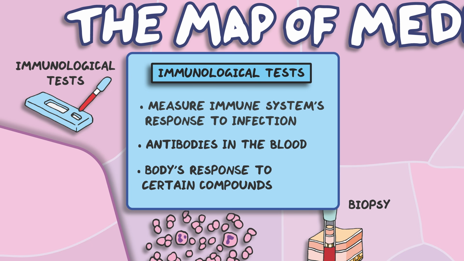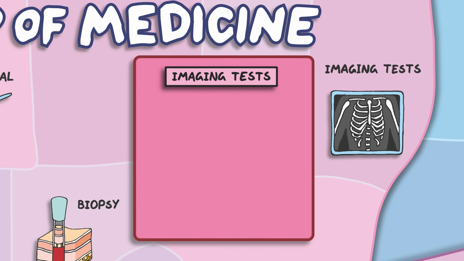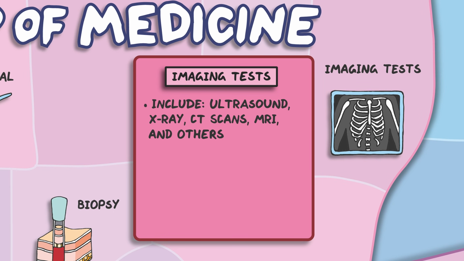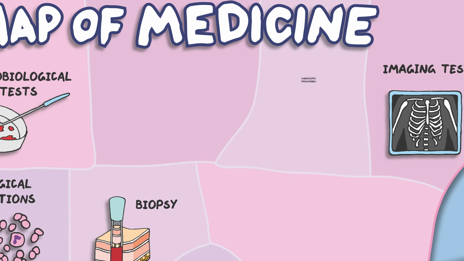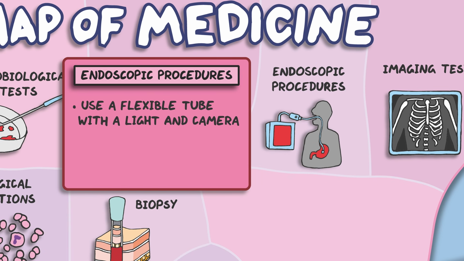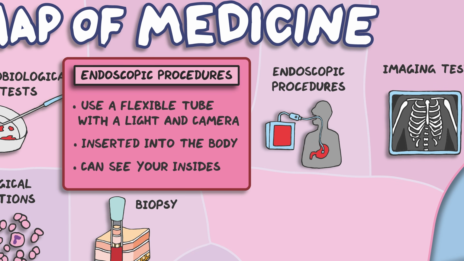Seeing inside the body is very helpful for diagnosing conditions, and there are many imaging tests like ultrasound, X-rays, CT scans, MRI, and other imaging techniques which help to see your bones, internal organs, and other structures to help detect abnormalities or injuries. Endoscopic procedures involve the use of a flexible tube with a light and camera at the end, which is inserted into your body at one end or the other to be able to see your insides.